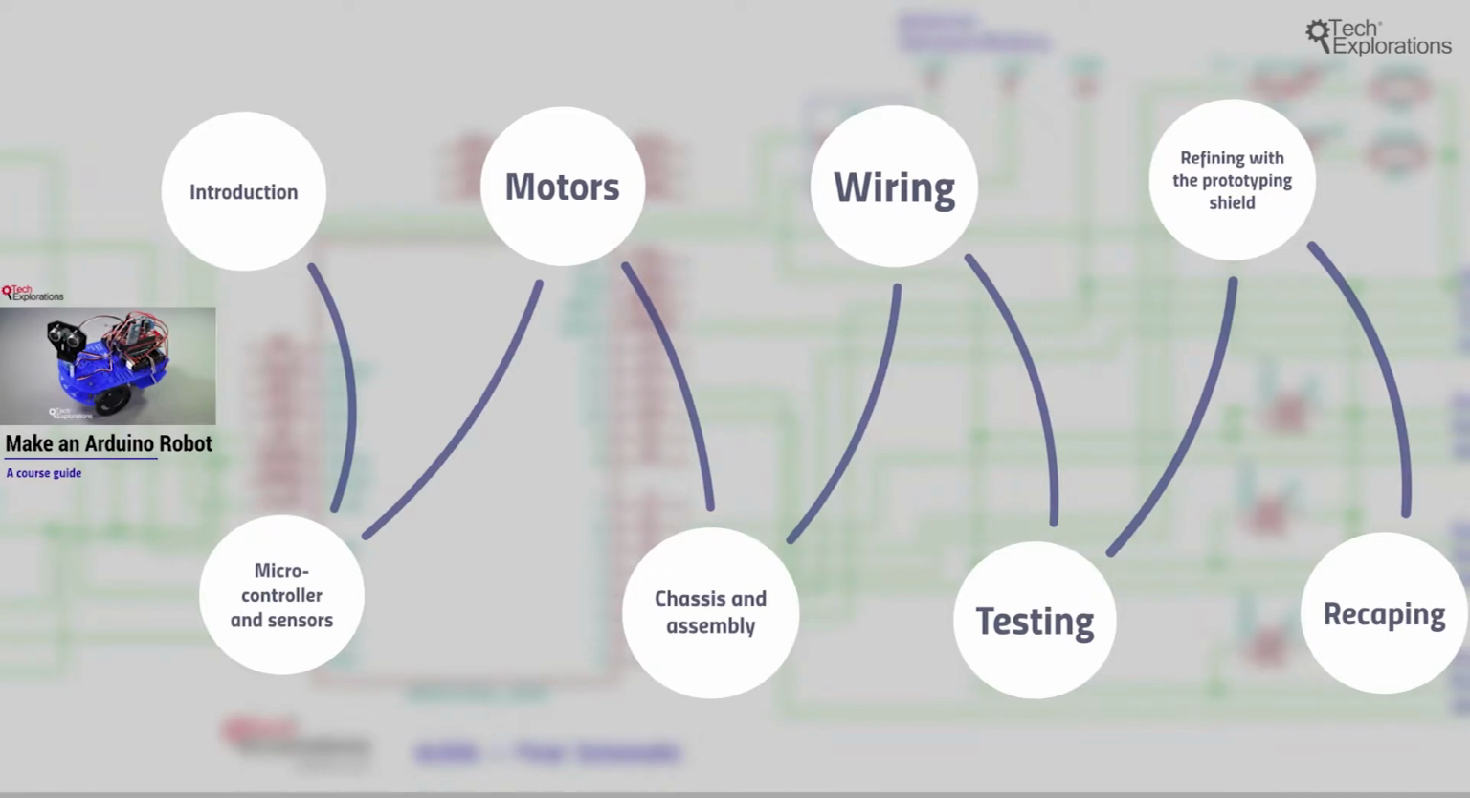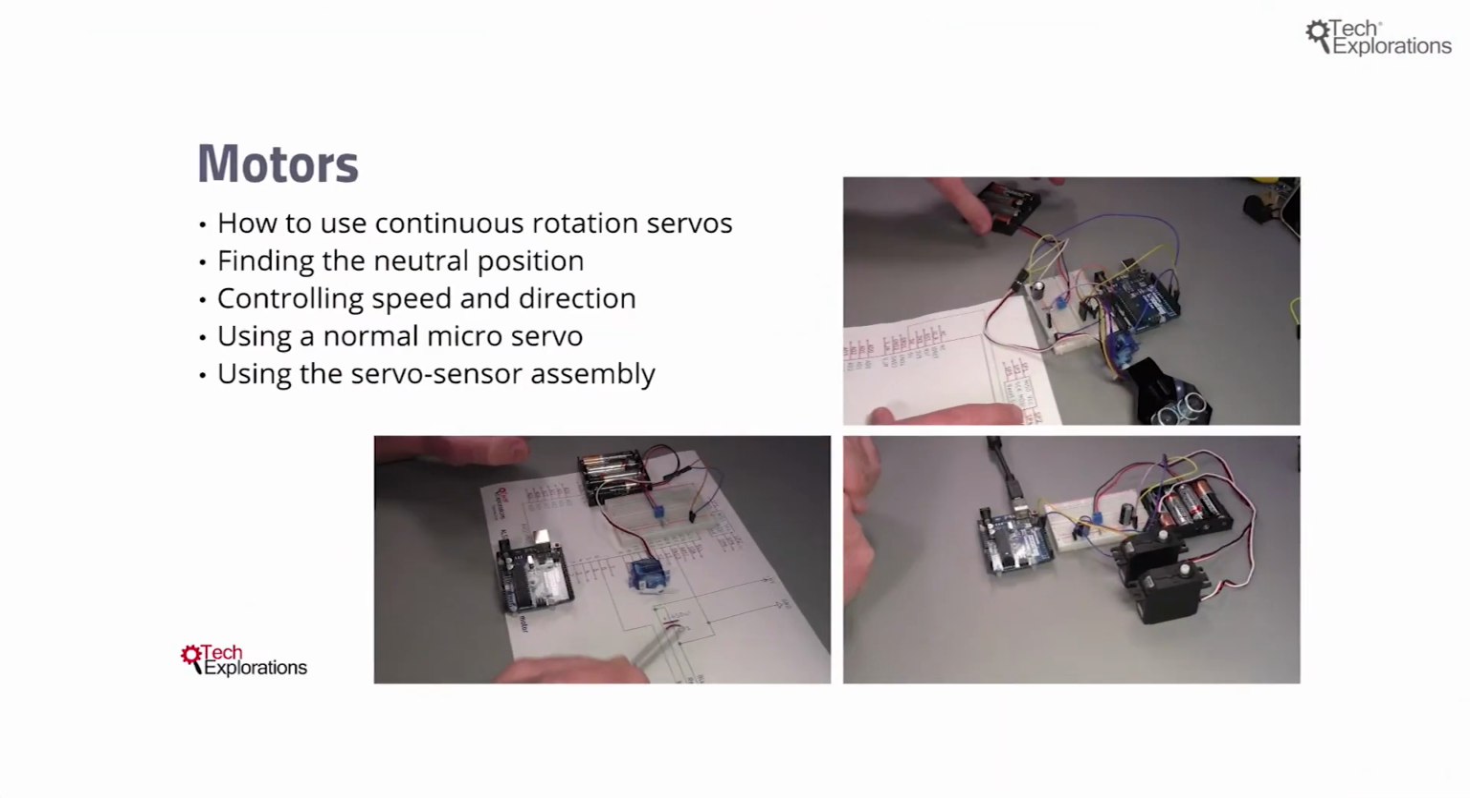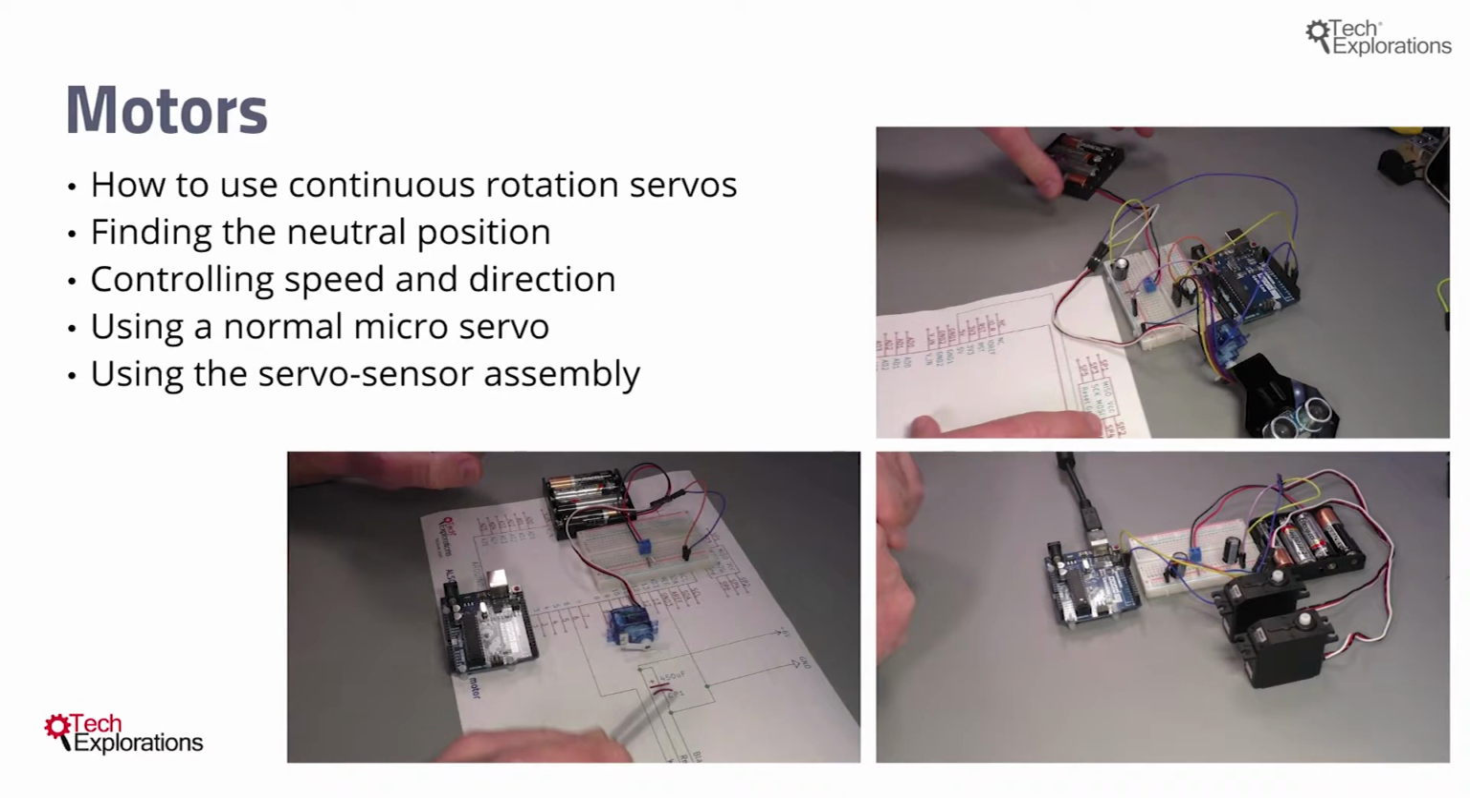Then we'll move on to a section on motors. So that's the third section. In the section on motors, you will learn how to use the continuous rotation servo motor. And in particular, you learn how to calibrate the motor, especially its neutral position, and how to control the direction by which the shaft of the motors spin and the speed. And we'll also learn about the normal micro servo. That's the little servo that we'll be using to rotate the ultrasonic distance sensor on a 180-degree arc.